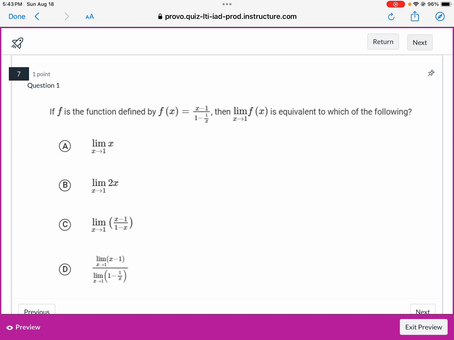Alright, on to the next one. So we have, if f is the function defined by f of x equals x minus 1 over 1 minus 1 over x, then the limit as x approaches 1 of f of x is equivalent to which of the following? So if I try to plug in 1, I'm going to run into a problem, especially on that denominator right there, because I'll get 1 minus 1 over 1, which would then just be 0. And then that can't happen when you're evaluating a limit, so you're going to want to try and simplify this.